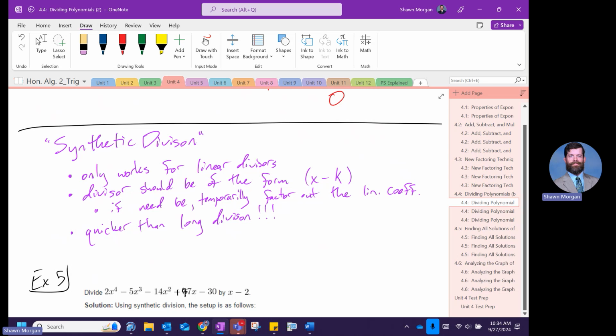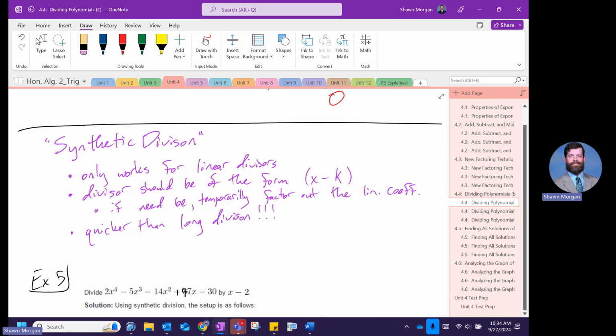The long division, we worked 3 examples of. Synthetic division, we won't have time to work 3 examples today, but we will next week. Synthetic division is a shortcut that only works with a linear divisor. We want to put our divisor in the form x minus k, so make sure you focus in on that x minus k. If the divisor has a linear coefficient, like 2x minus 3, I'm going to have to factor that 2 out. I'll show you what that looks like. But you want it to be able to form x minus k.